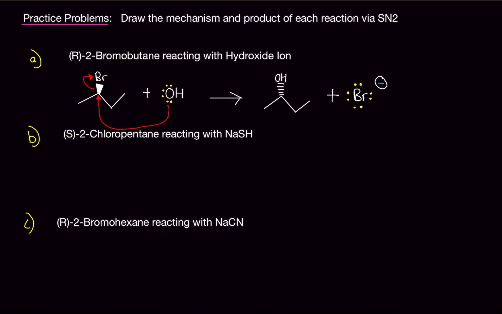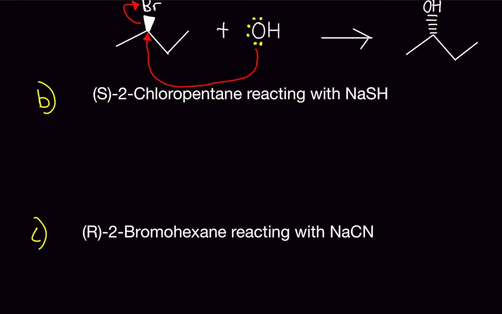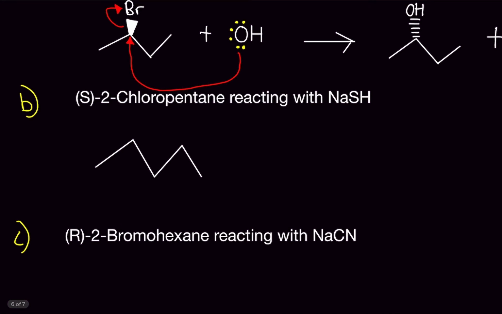What do we do? Well, first we need to draw out 2-chloropentane. Pentane means 5 carbons, right? Pent, like pentagon, means 5 carbons. Chloro means chlorine, and the chlorine is associated with carbon number 2. So let's draw that in. 2, 3, 4, 5. Okay, and then this is an S, so it's going to be this, that.